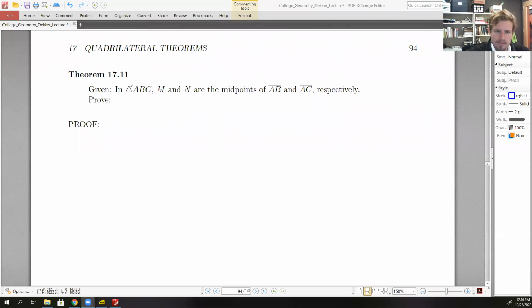So let's say we have triangle ABC. Okay, triangle ABC. Let's take a look at triangle ABC. Let's let M and N be the midpoints of two sides of the triangle.